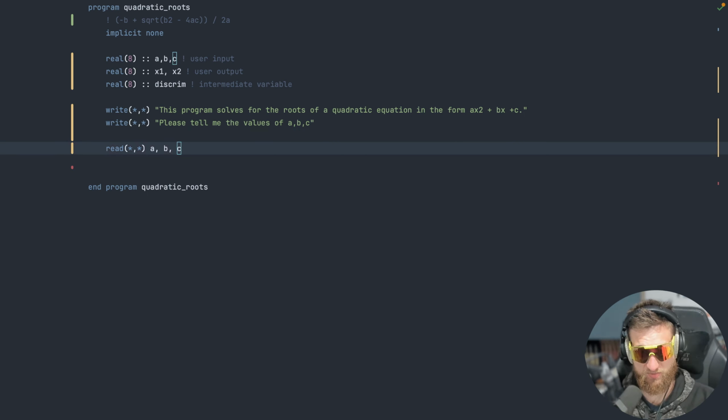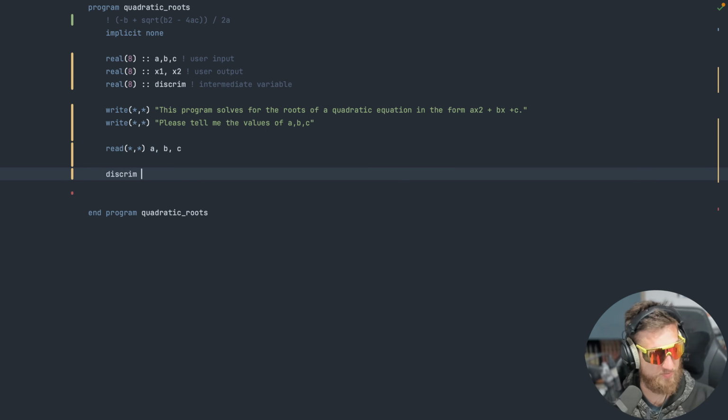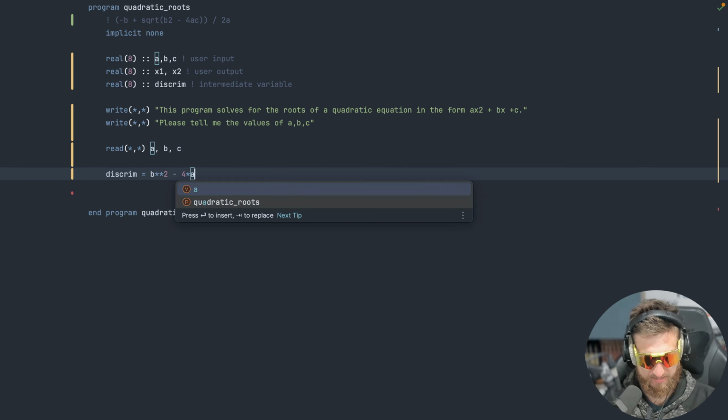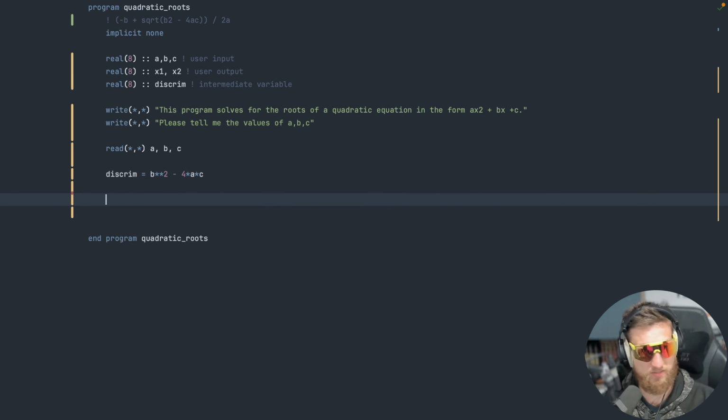So the first thing we need to do is calculate the discriminant, which is pretty easy. Discrim is going to equal b squared, so squared we just do star star 2, minus 4 times a times c. So that's our discriminant. And then we basically have 3 cases for this: if the discriminant is greater than 0, equal to 0, or less than 0.